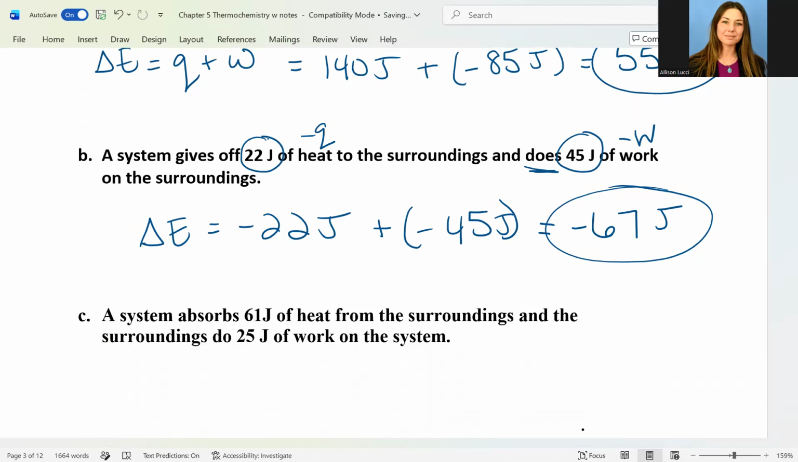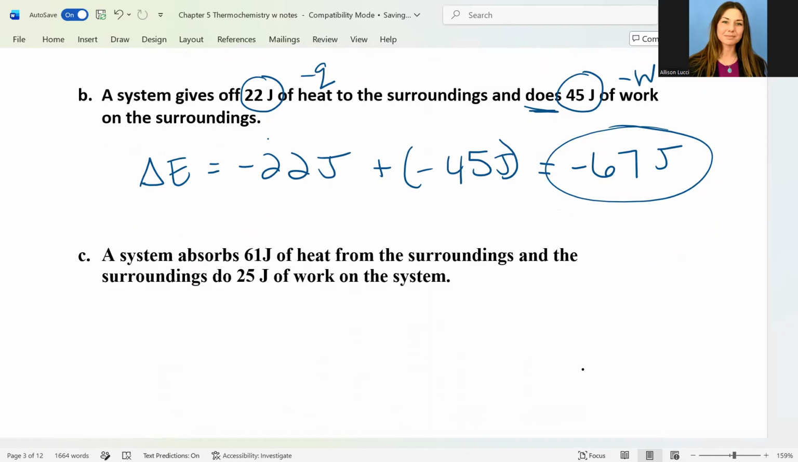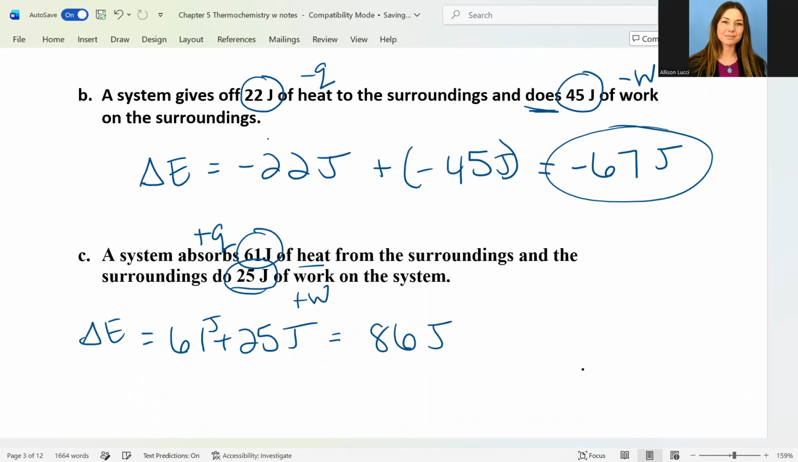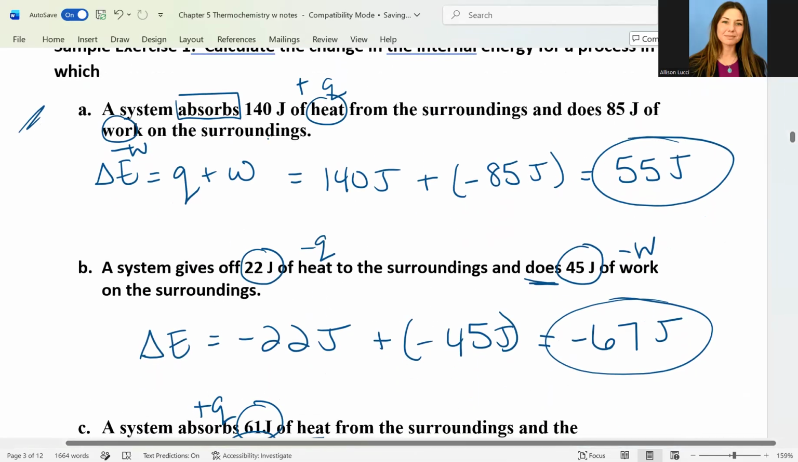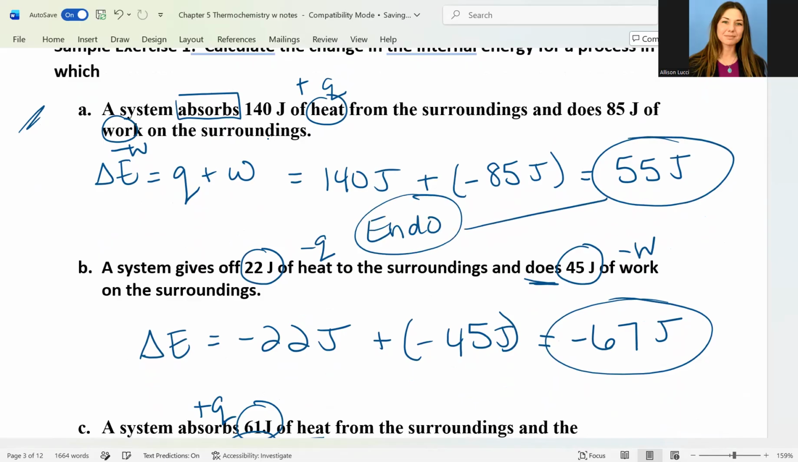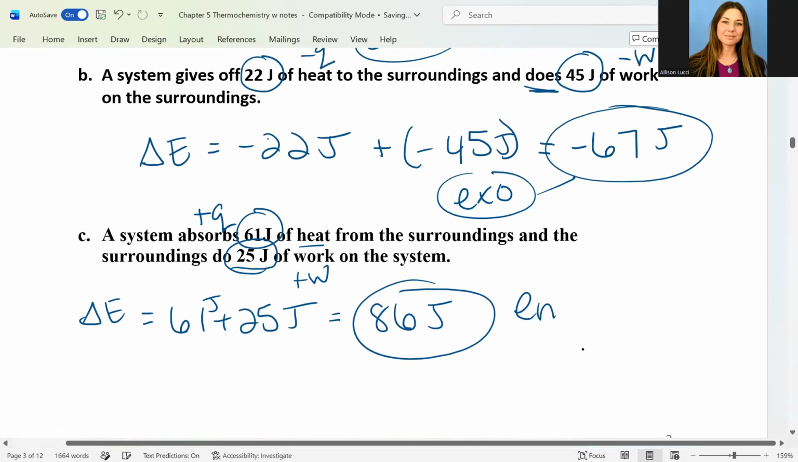And in this last scenario here, we're going to see that my system will absorb, so positive Q, 61 joules of heat from the surroundings, and the surroundings do 25 joules of work, so positive W. So our internal energy change here is going to be 61 joules plus 25 joules, and we get positive 86 joules. So if we were to determine if these are endothermic or exothermic processes, we could say this one is endothermic because it's positive. This one is exothermic because it's negative. And then in this last case here, this would also be an endothermic process.